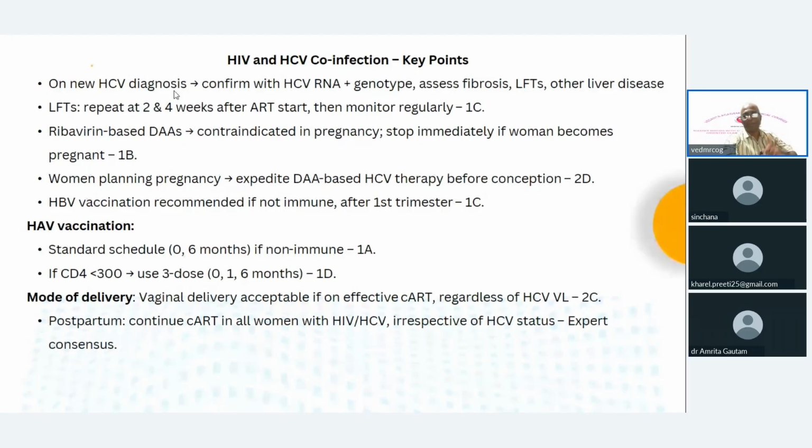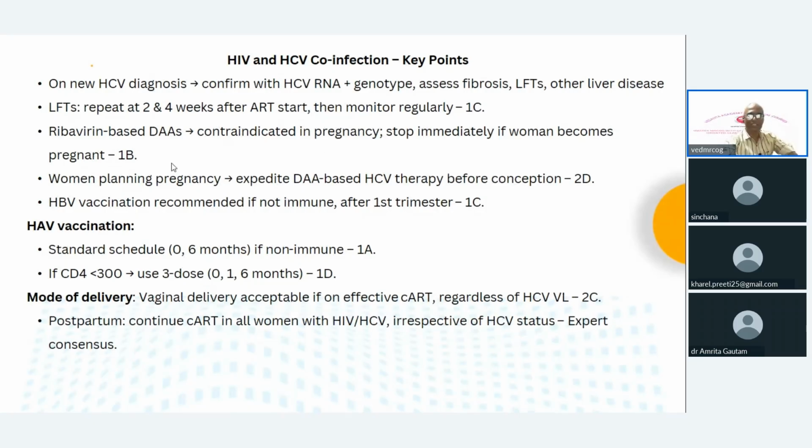Now suppose she is a case of new HCV diagnosis, then we will confirm as usual with the HCV RNA, genotype, assess for fibrosis, LFTs and other liver disease. LFTs will be repeated 2 to 4 weeks after ART starting, and then we will monitor regularly. Here, the ribavirin-based DAAs are contraindicated in pregnancy. Stop immediately if the woman becomes pregnant. So, if she is already a case of HCV and she is receiving ribavirin, that will be stopped.